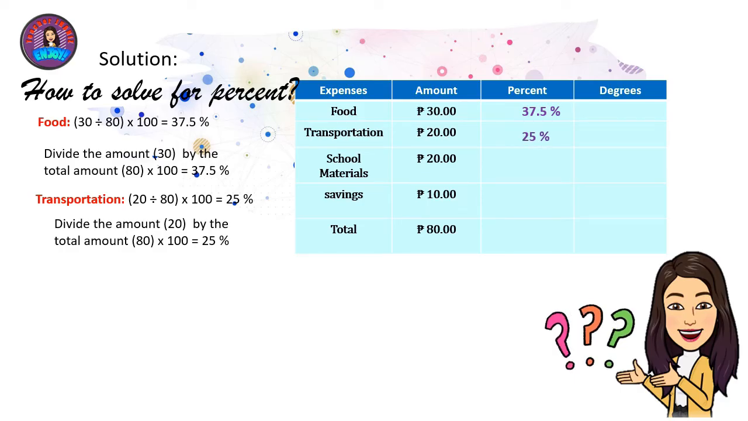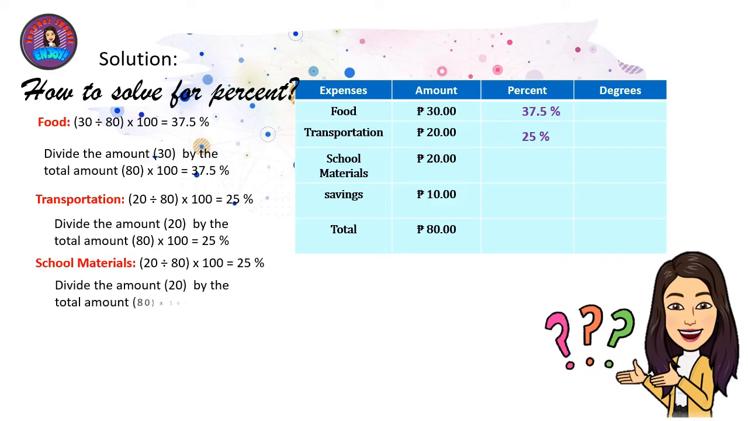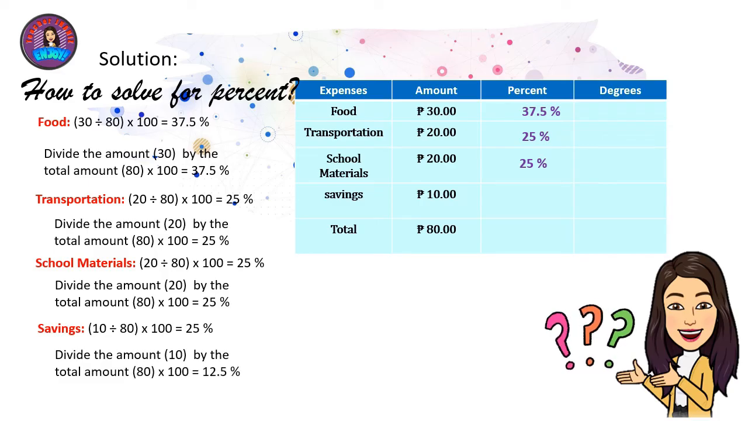get 25%. For the school materials, divide the amount 20 pesos by the total amount 80 pesos, then multiply by 100, we get 25%. For the savings, divide the amount 10 pesos by the total amount 80 pesos, then multiply by 100, we get 12.5%. A total of 100%.